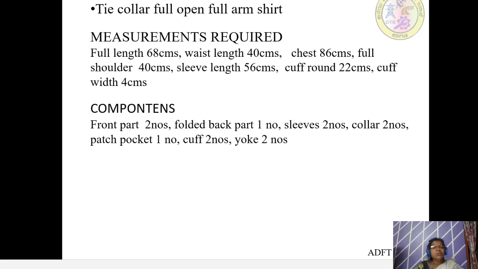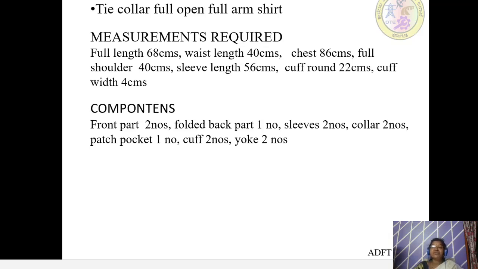Front part, two numbers, because it is a front full open, and we have to place the front part towards the selvage. First we have to keep the facing, that is about 4 centimeters, and we have to draw the front part. Folded back part: you have to fold and cut the back part. So one back part is required.